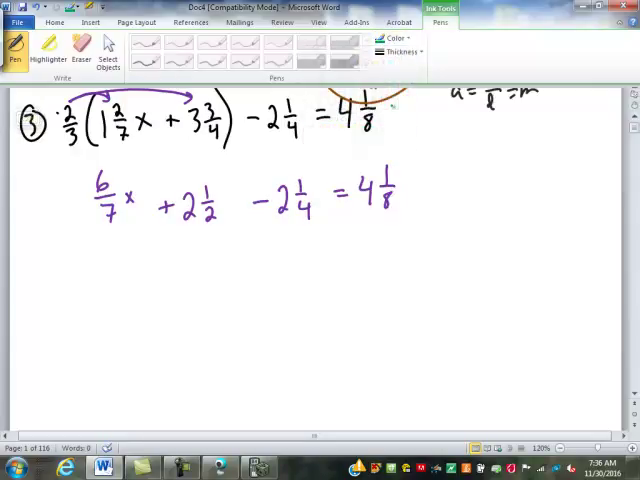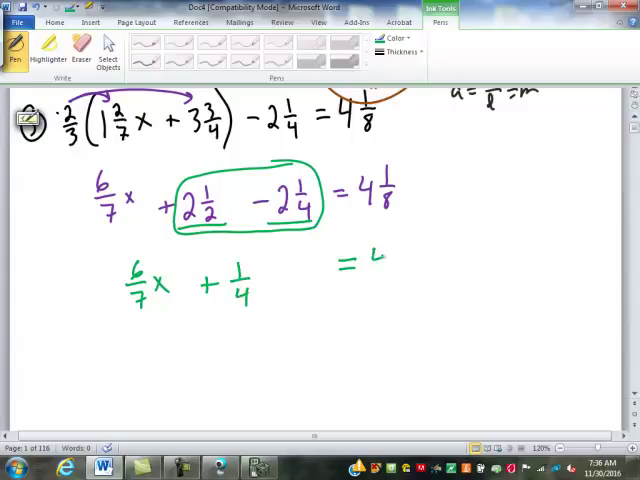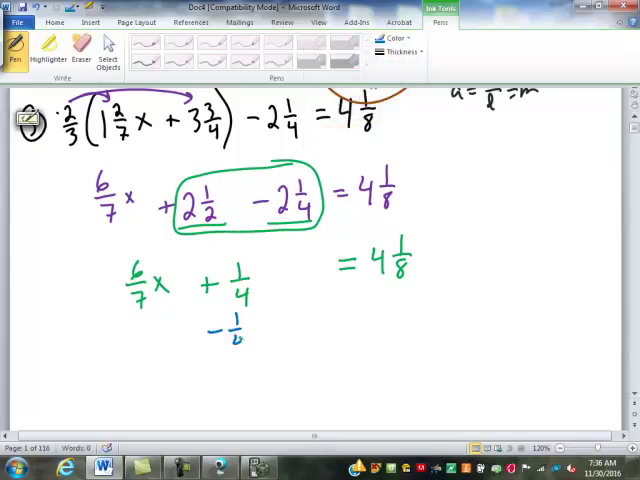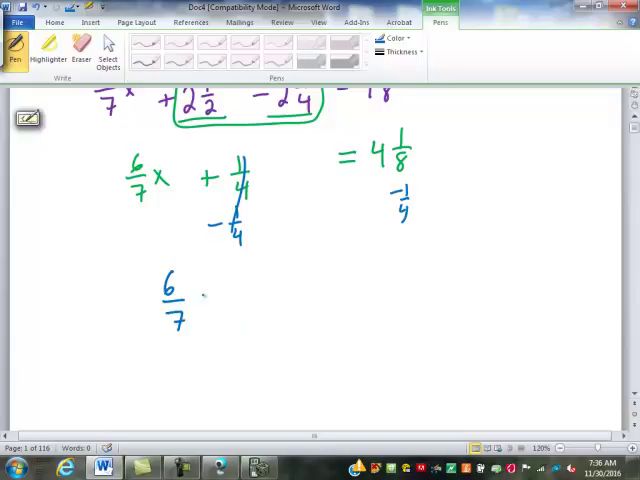Any questions on that so far? So all I did is distribute the 2/3, multiply it through the parentheses. Now what would I have to do next? I can combine my numbers. I'm still working on just the left side. I'm not going to do anything with the 6/7 X, but 2.5 minus 2 1/4 is positive 1/4. So now I have to subtract the 1/4. So 6/7 X equals 4 1/8 minus 1/4 is 3 7/8.